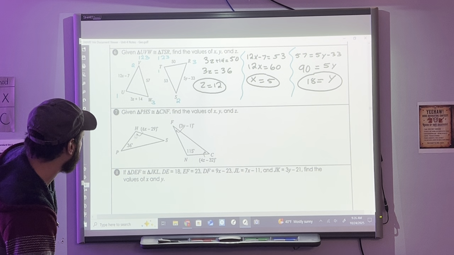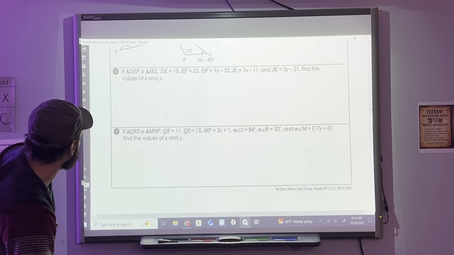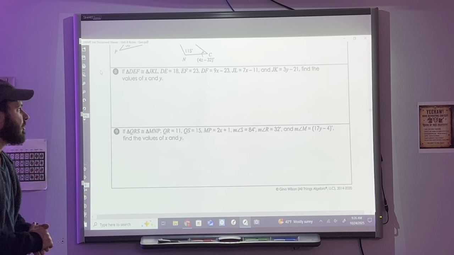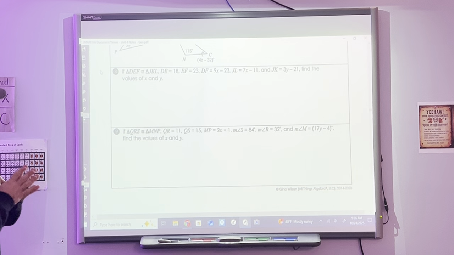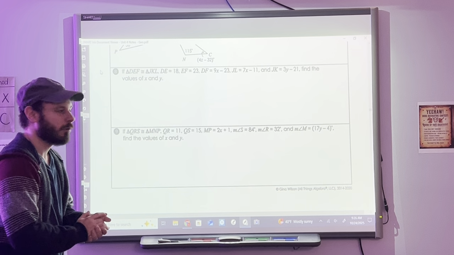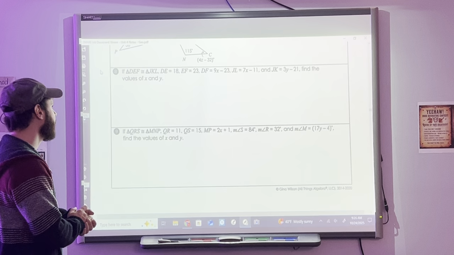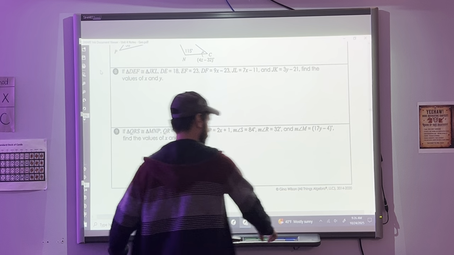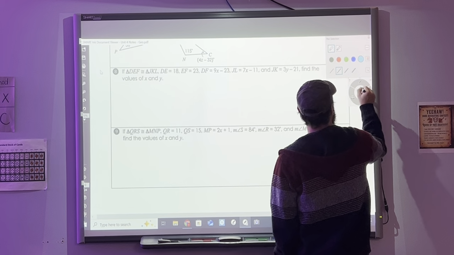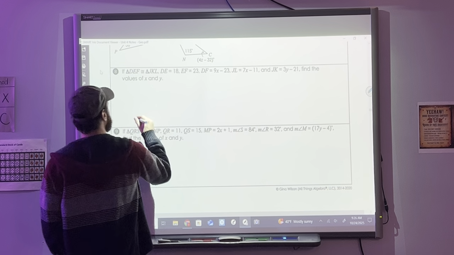You can do the exact same thing for number 7. All right, DEF equals that, and so on. It gives you lots of sides, lots of measures. It wants you to do the things. Okay, so we can draw the pictures if we want to. We can. Maybe we don't have to. Let's see if we can get away with it. But if you don't draw the pictures, you definitely have to label.